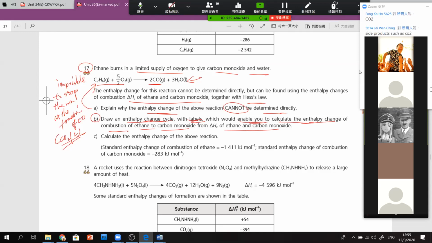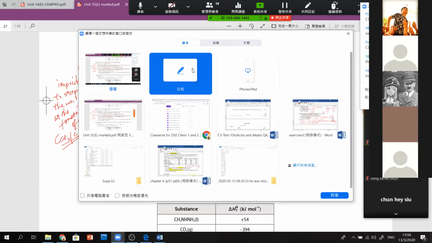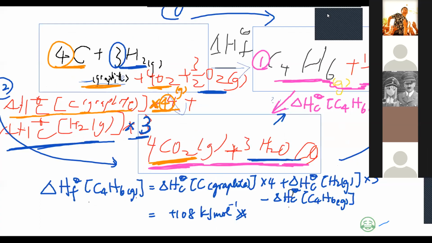Enthalpy change cycle with labels to enable you to calculate carbon monoxide from carbon dioxide and calculate the enthalpy change. Okay, so how do you get that? You are going to write something like this again. I would like to draw the boxes again. Very similar, right? You may see that very often, Mr. Chin, you just draw 3 boxes. Just follow the main equation. Just write the main equation.